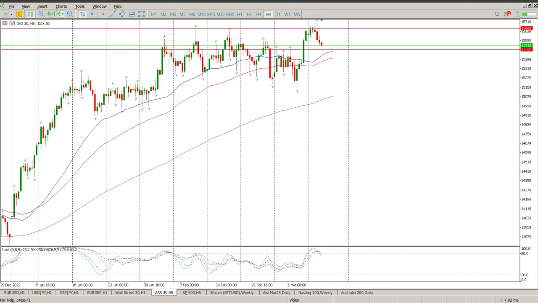So, good old Jerome came out and told the world that they'll be raising interest rates more than everybody's expecting, and we initiated a pretty big sell-off in the US. So, DAX has followed suit. We've broken through quite a bit of structure. You can see all these tails here that we've broken through.